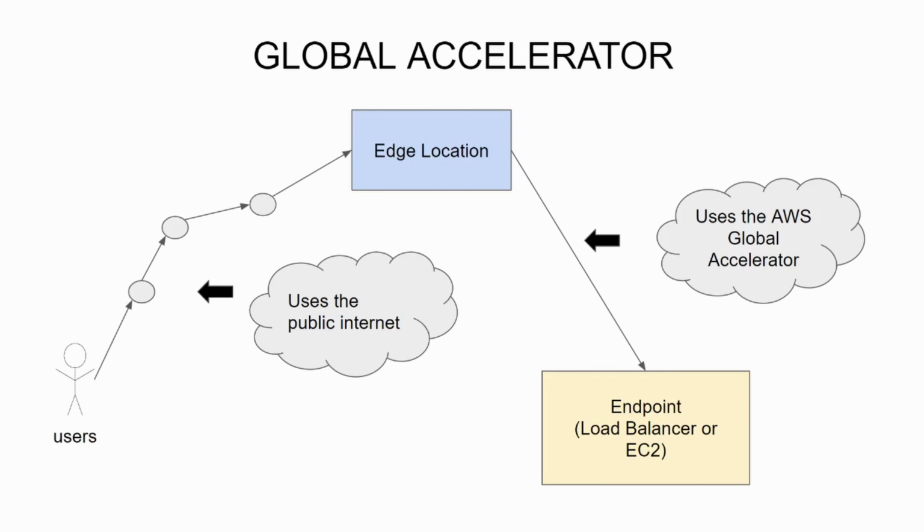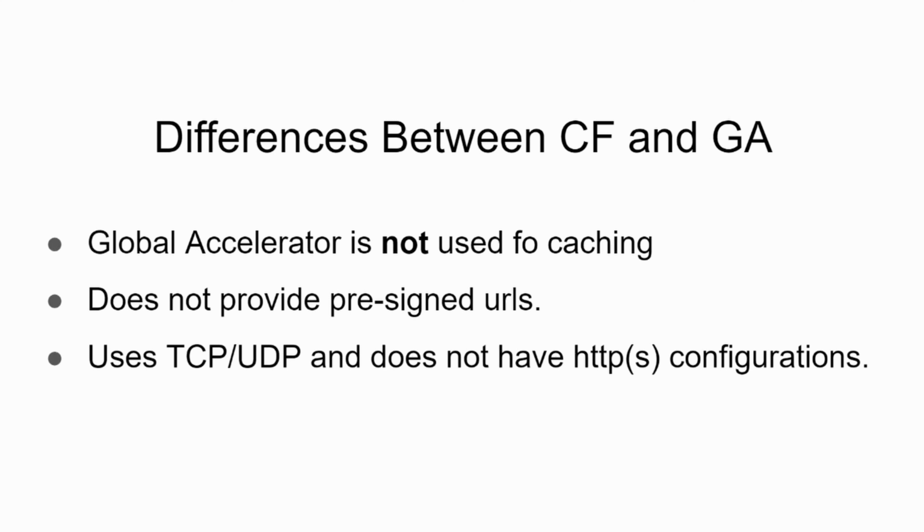The last thing we're going to discuss is the Global Accelerator. Now we must be clear that the Global Accelerator is not a cache. The request from the client will go to the edge location and might go through some hops using the public internet. But from the edge location to the destination, the request will go through the AWS global network, which has fewer hops. Some things that we should point out is that it does not cache anything, nor does it provide pre-signed URLs. It uses TCP and UDP, and does not have HTTPS configurations. And all the edge locations use Anycast IP, which basically allows the same IP to be used by multiple servers.